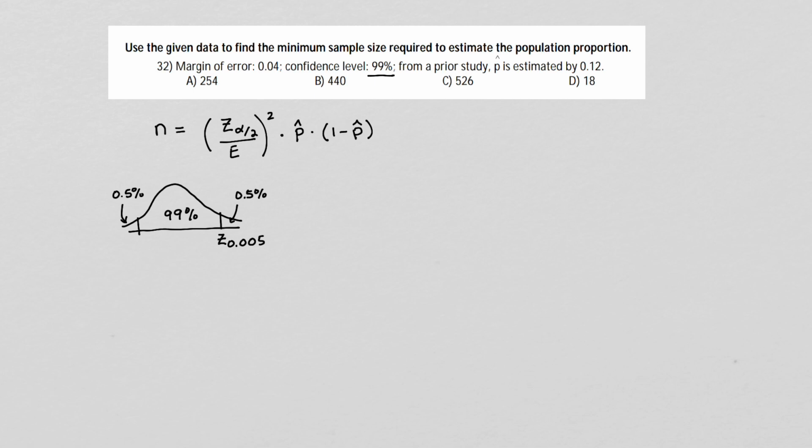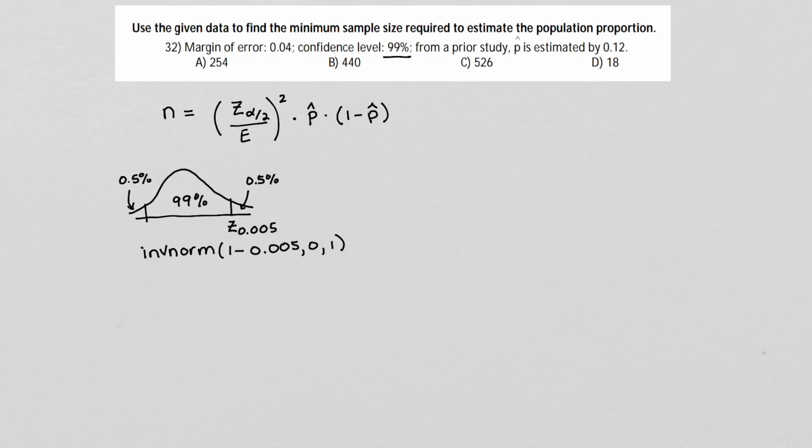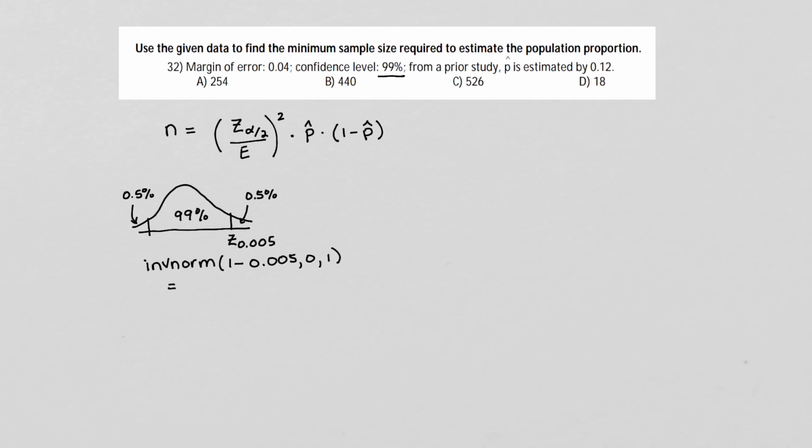So to calculate that, we're going to use inverse norm. And I'm going to do 1 minus 0.005, and the mean is 0 and standard deviation is 1. Now for this particular problem, I get 2.5758 and so on. When I made the answers for this, I rounded the z-score to 2 decimal places, but now we're going to round to 3 decimal places.